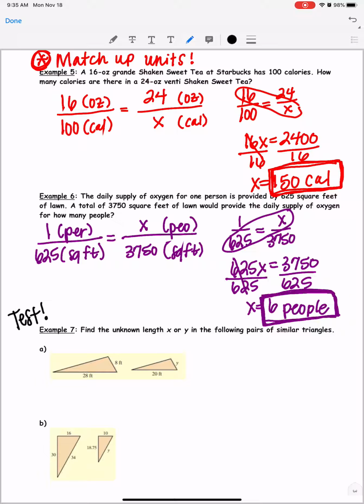they are going to tell you to simplify your answer to an integer, which is a whole number, simplified fraction, or mixed number. And that's going to be the more difficult part.